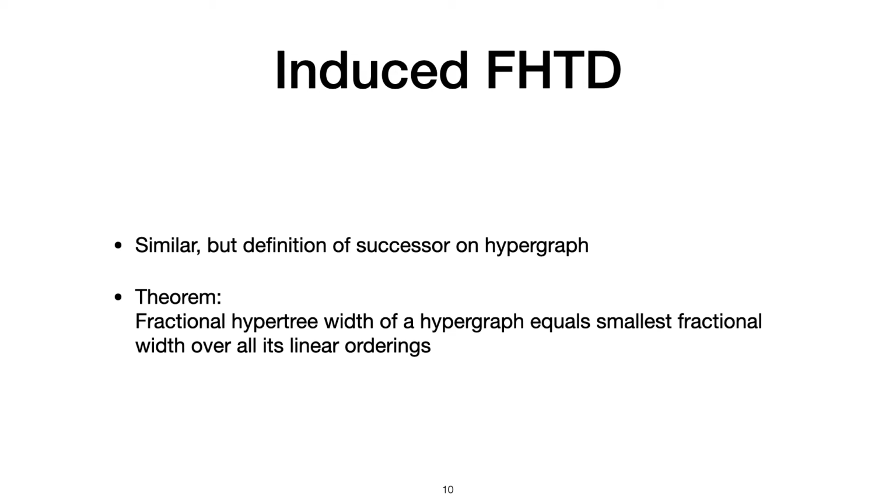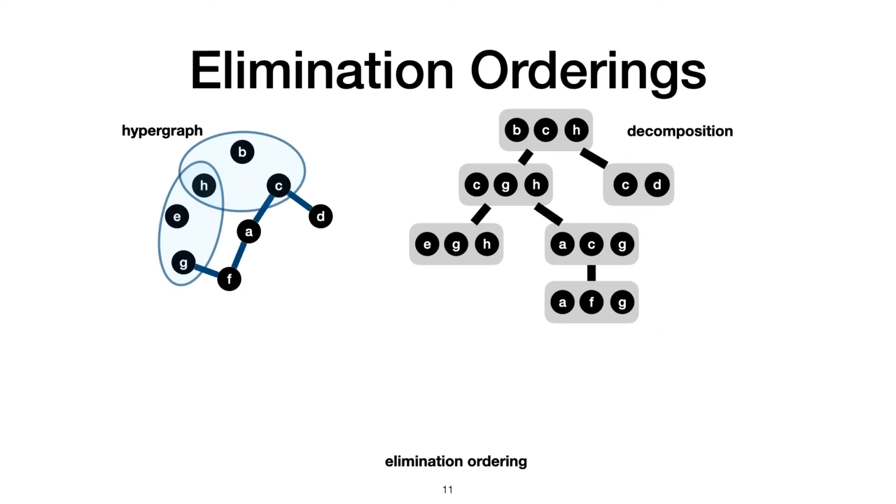Induced fractional hypertree decompositions are similar, but based on the definition of a successor on hypergraphs. And the fractional hypertree width of a hypergraph equals the smallest fractional width over all its linear orderings. The illustration on the following slides makes it a bit more visual. The SMT encoding is based on a characterization of fractional hypertree width in terms of linear elimination orderings of the vertices of the decomposed constraint hypergraph. One by one, we delete vertices that appear only in a leaf bag, then delete bags that are contained in their parent bag.